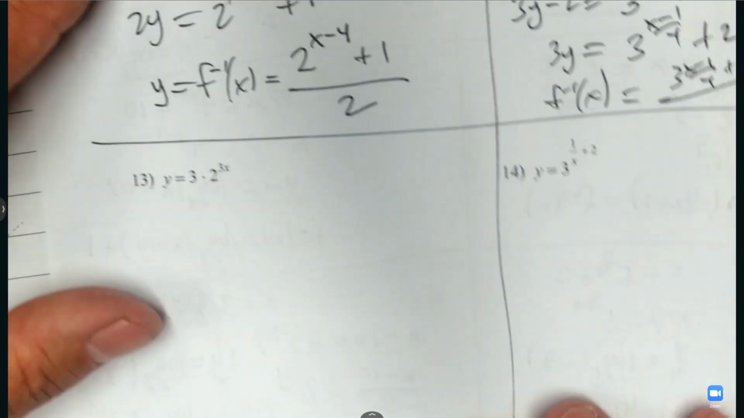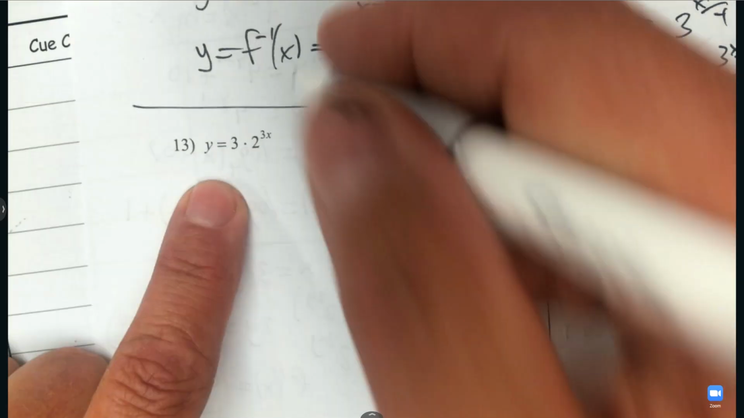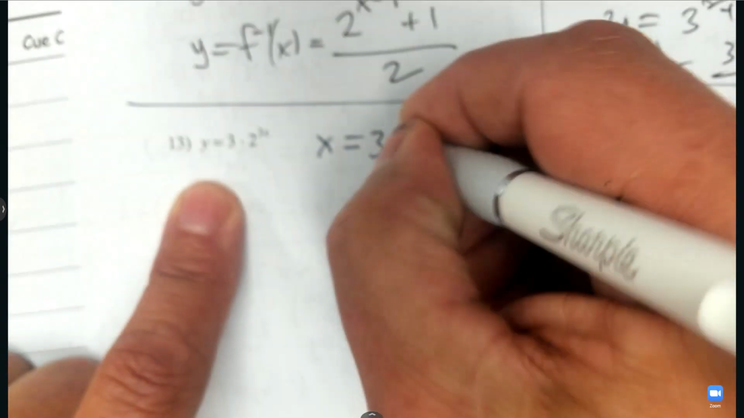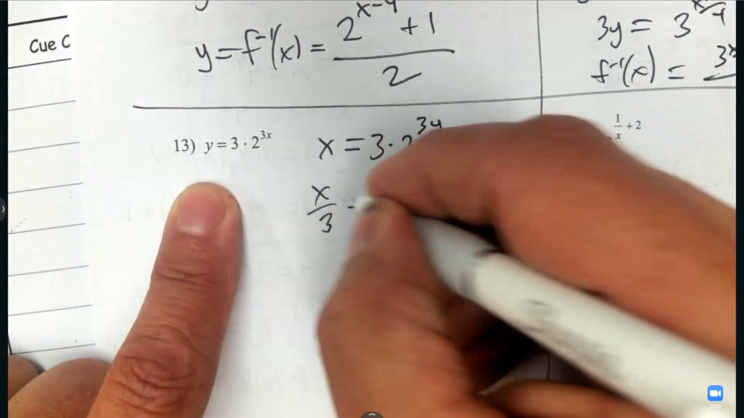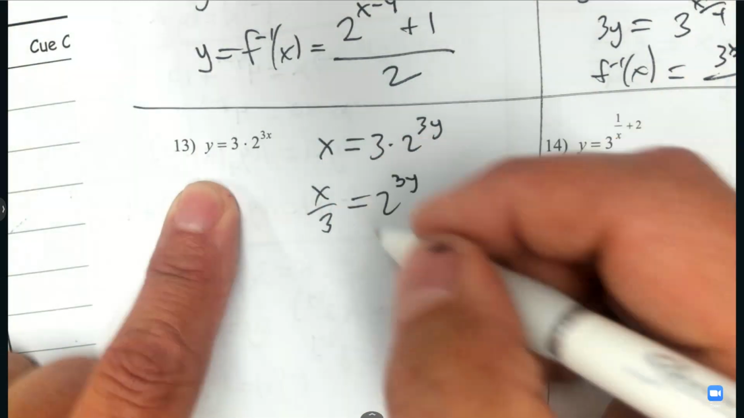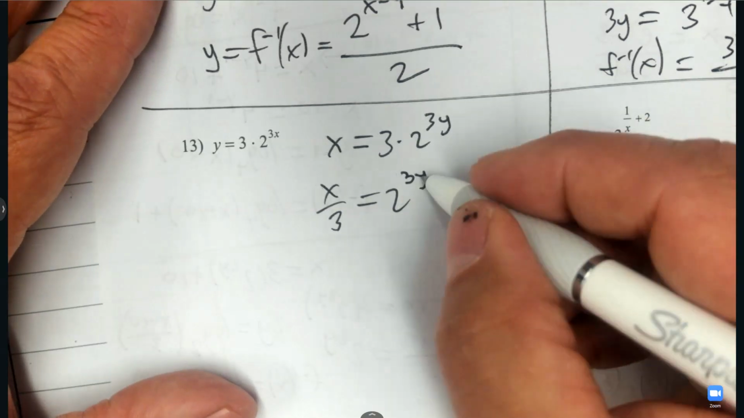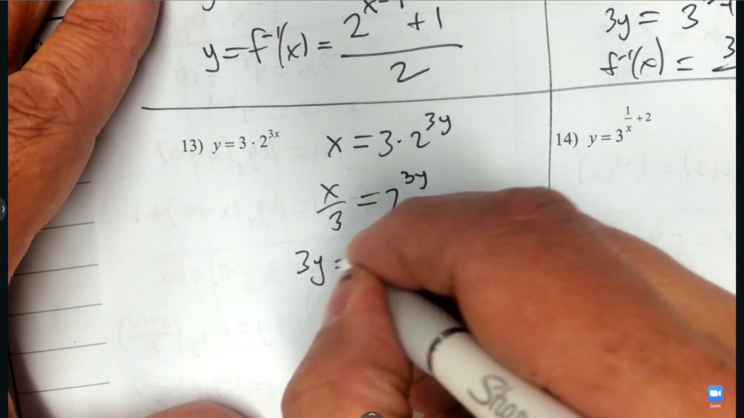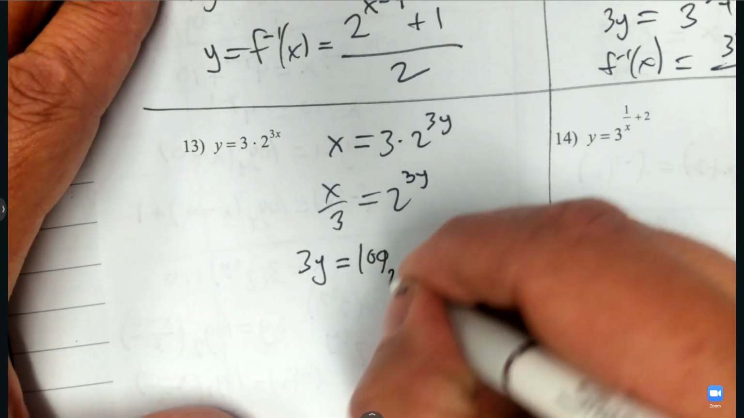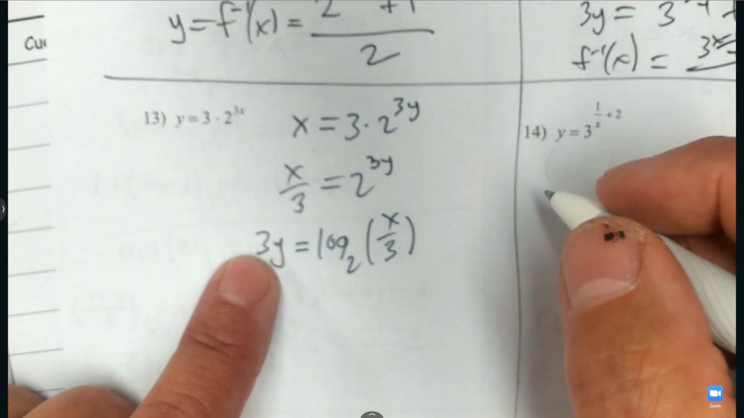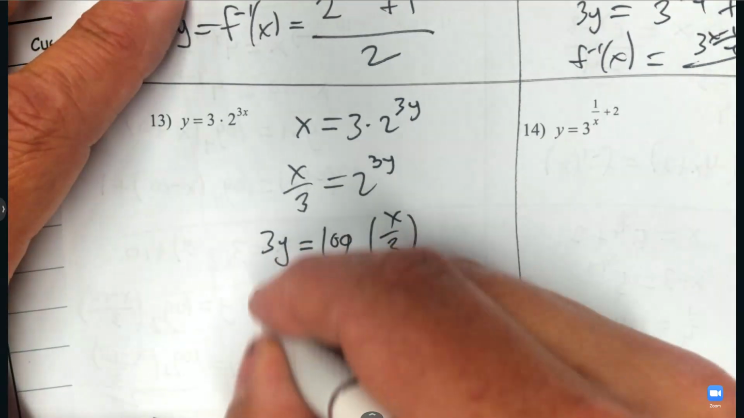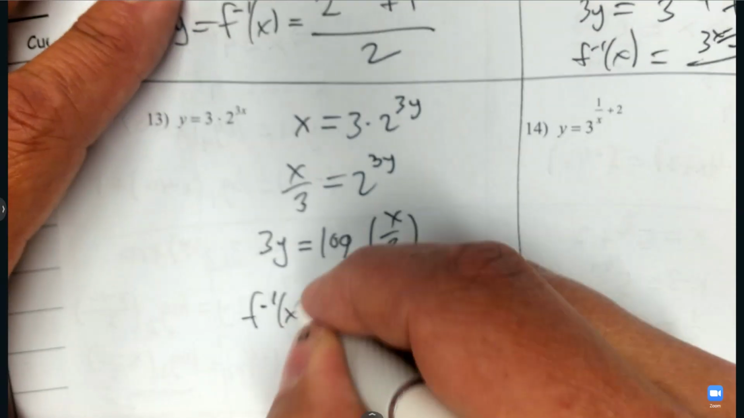All right, number 13. Just a few left here. So, again, you did this already. So let's see if you did it right. So inverse x and y, divide by 3, and then write it as a logarithm this time. So the exponent is 3y. The logarithm has a base of 2, and then x divided by 3. And then the last step to get y by itself is to divide by 3.